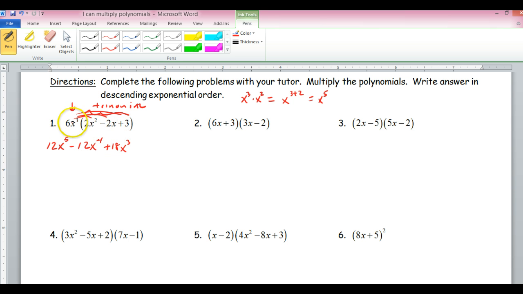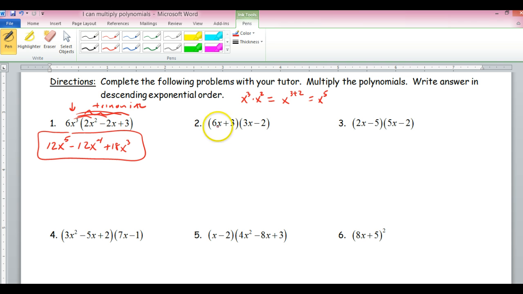That's a monomial times a trinomial. Anytime you multiply any polynomial by a monomial, all you are doing is distributing, and this is what we get. Now here we have a binomial times a binomial. We're going to do one of these using a method I like to use, which is just showing your distributions. The other way will show what we call FOIL.